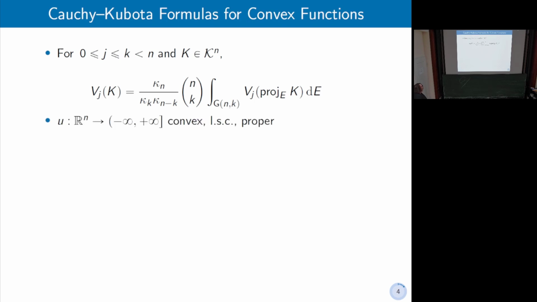And what I want to talk about is, can we do something similar if I talk about functions? So I have now a function, u, that is convex. It has some other properties, lower semi-continuous, proper. We'll come to this a little bit later. How does such a formula, a Cauchy-Kubota formula, look like for convex functions? So of course, one way is to translate each notion to the new setting. And what's maybe easy to do, or there are approaches to this, is to define the projection function.